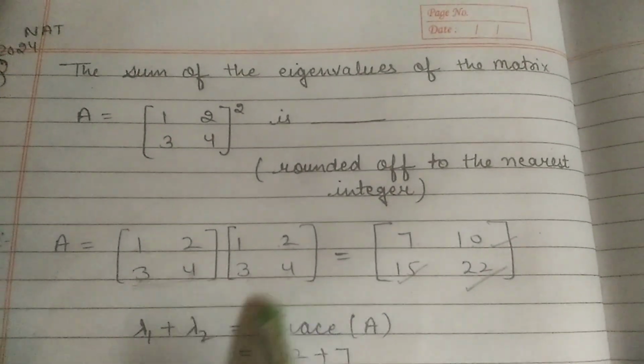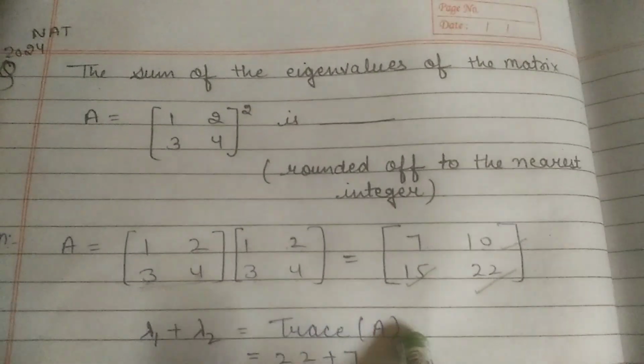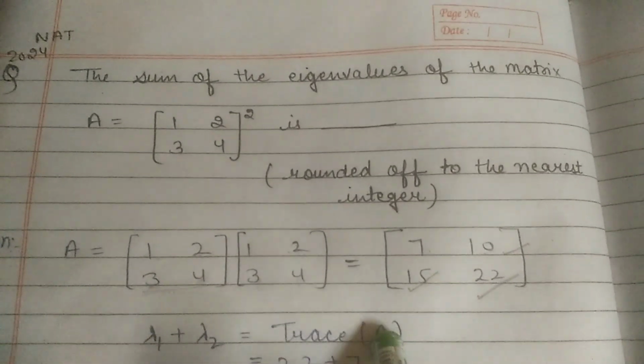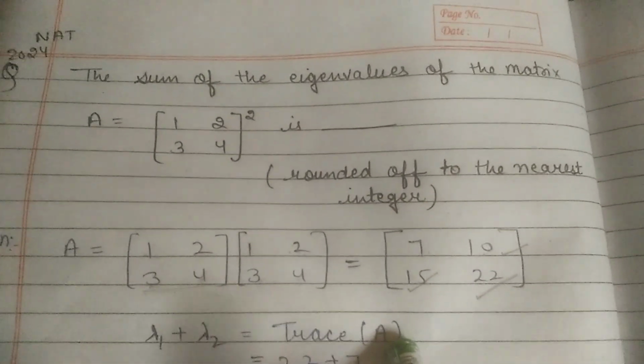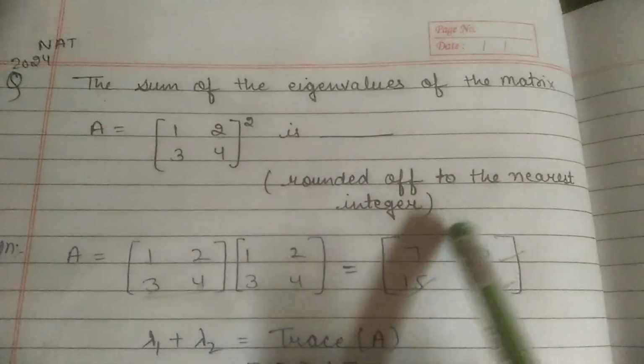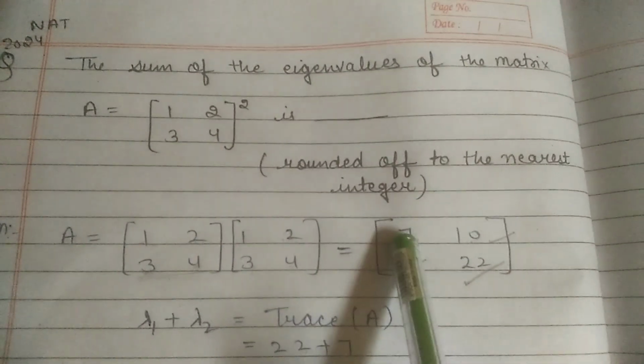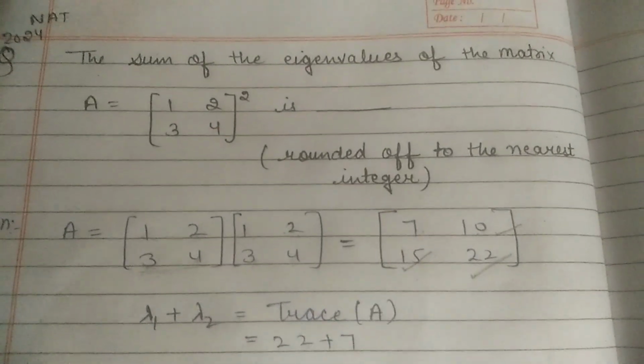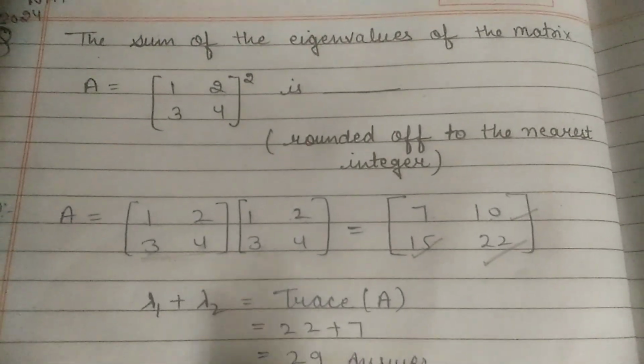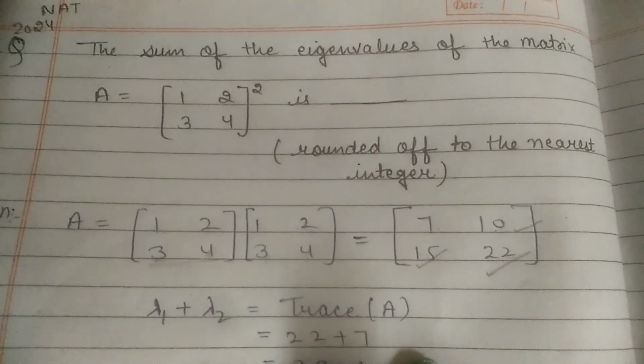Now what is trace? The trace of a square matrix is the sum of the elements on its main diagonal. So it is simply the addition of the diagonal elements, that is 7 plus 22, which equals 29. So this is the sum of the eigenvalues of the matrix A.